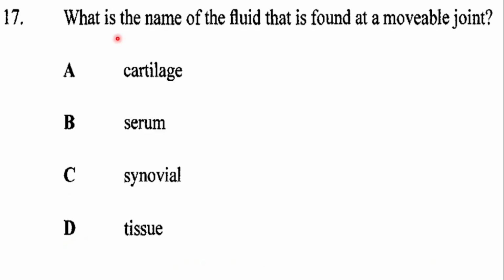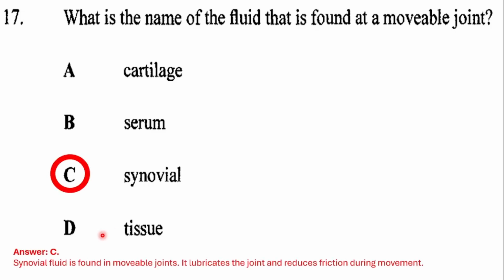It says, what is the name of the fluid that is found at a movable joint? Is it the cartilage? Is it serum? Is it synovial? Or is it tissue? And the correct answer is definitely going to be C, synovial, because the synovial fluid is found in movable joints.